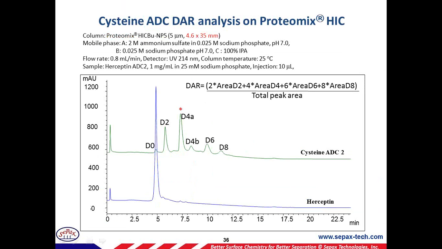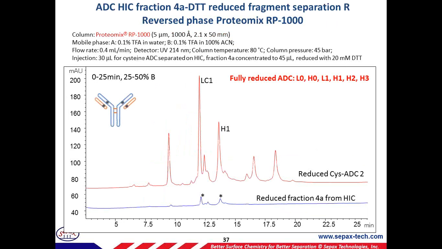We mentioned in the HIC section that you can collect different peaks, reduce the fractions, and then run them on reverse phase. In this case, this is a 10 microliter profile, but we injected 30 microliters, collected the peak marked with the red star, concentrated it with the Amicon, and then did a reduction and ran it on reverse phase. It overlays very nicely with the light chain 1 and heavy chain 1, with one drug on each. You can see this is the reassembled drug load there.